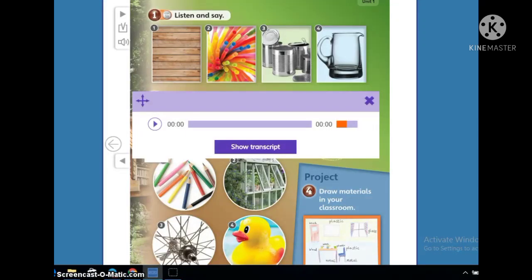Now, let's continue to page 23. Part 1, we are going to listen and say. Are you ready? Let's listen and say. Pupil's book, page 23. What material is it? 1. Listen and say.